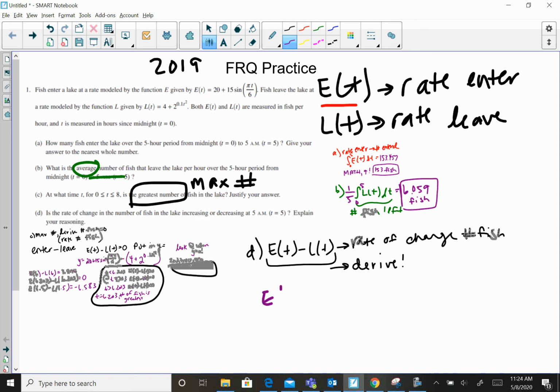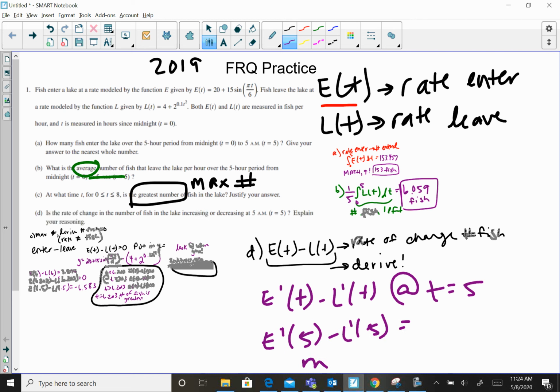So I'm going to compute E prime of T minus L prime of T at t equals 5. So E prime of 5 minus L prime of 5, and I'm going to use math 8 here. Math 8 is my derivative function. For E prime of 5, dx going in is 20 plus 15 sine in parentheses pi x divided by 6 at 5, enter, minus math 8, the other one, dx 4 plus 2 to the 0.1 x squared.